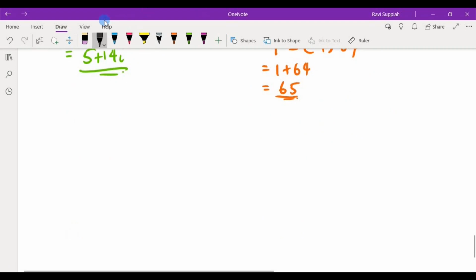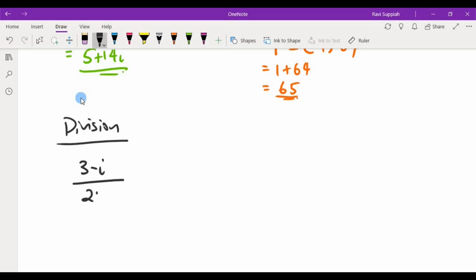Okay, now for division, we are going to see how we can approach division with complex numbers in its current form. So let's look at this example here: 3 minus i divided by 2 plus 7i.